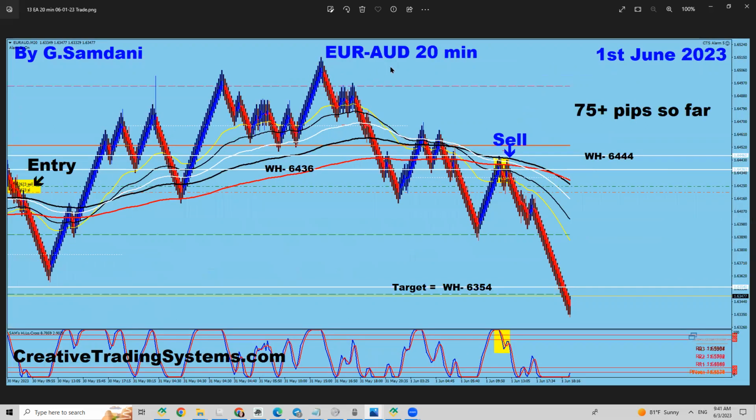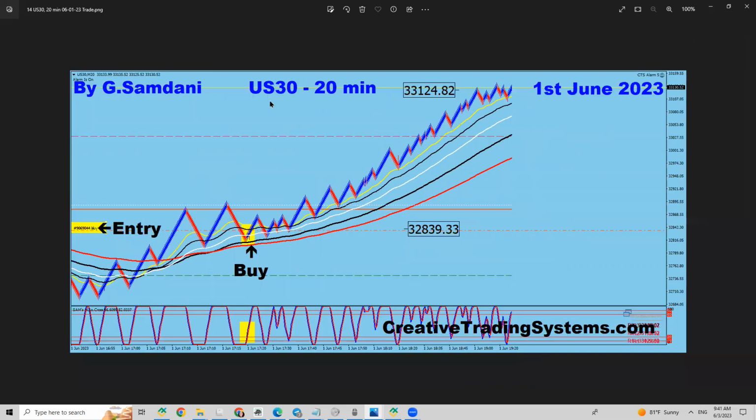On the 1st June, Euro Aussie, beautiful setup all the way down to 75 pip. And last but not the least, you can see here US 30, such a beautiful trade, beautiful setup, and big time. It went up even higher than that. So this is the beauty about this setup, that you can trade gold, commodities, stocks, bonds, anything that you can open in MT4. This indicator works in MT4. My system is for MT4, and anything you can open, you can trade with this system.